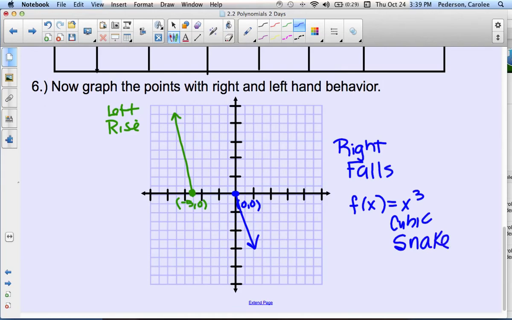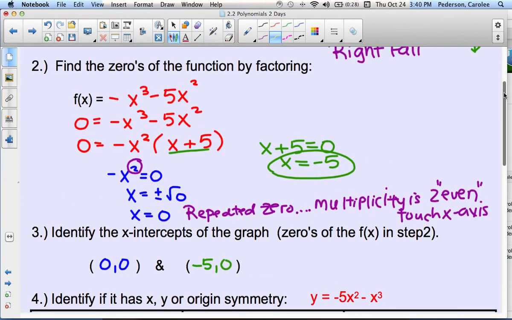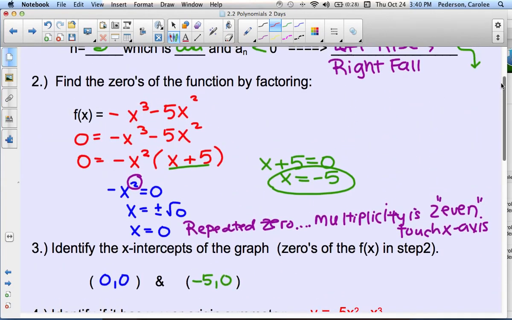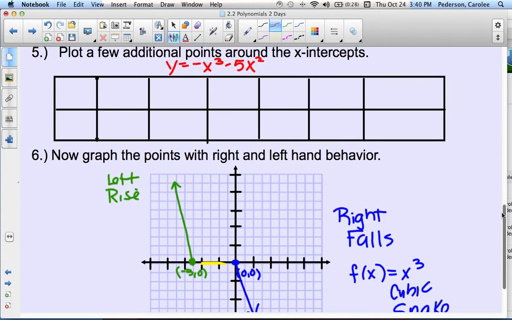So now we're going to try a few additional points within this function. You may want to try negative 4, negative 3, negative 2, negative 1, somewhere within this region right here, to see what's happening in between. I know I can't go anywhere else within that yellow region. So I'm going to evaluate the function. My function was negative x cubed minus 5x squared. Let me make sure I have that right. I'm just going to pick a couple additional points within my x-axis, like negative 1, negative 2.